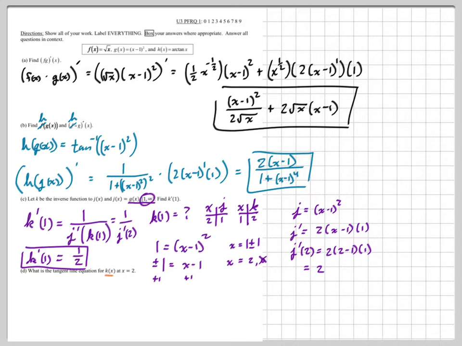Okay, next, we got to find the tangent line for k. So I'm going to write this out just to give myself another roadmap. What do I need to find in order to find this tangent line? And I have to find k of 1. I have to find the y.